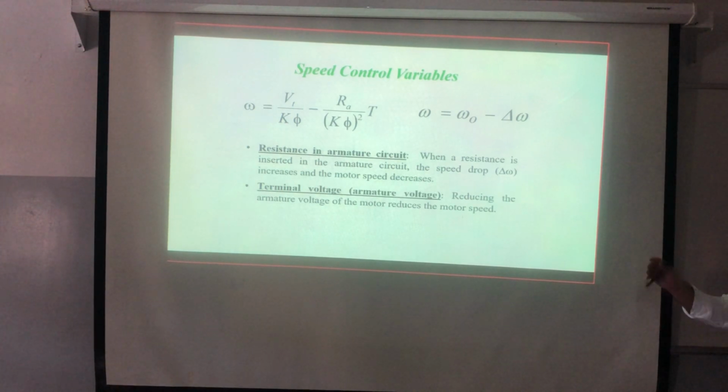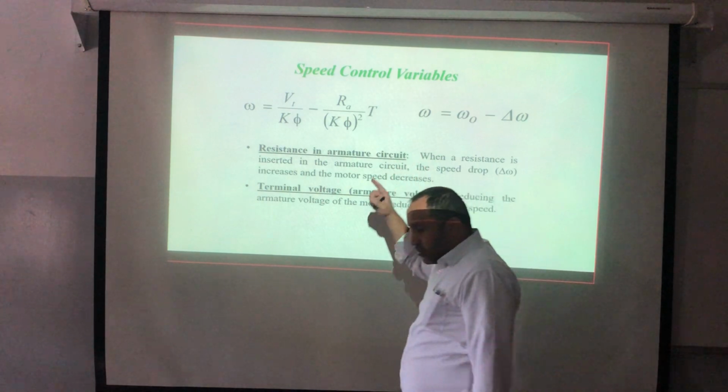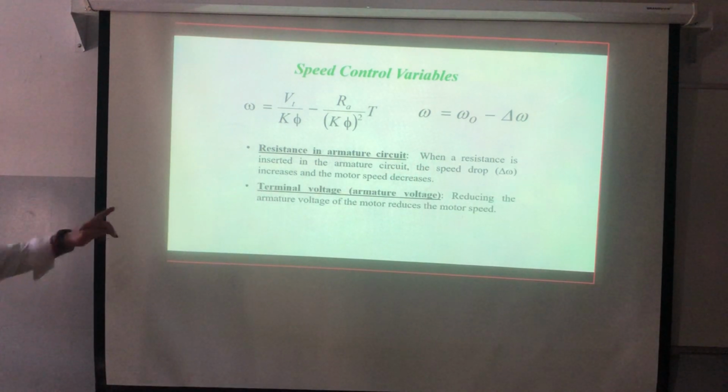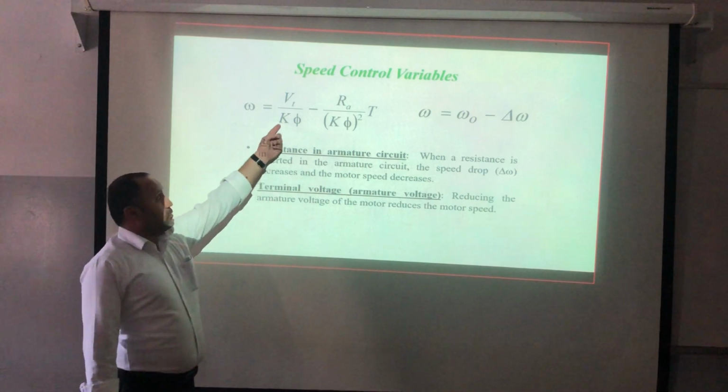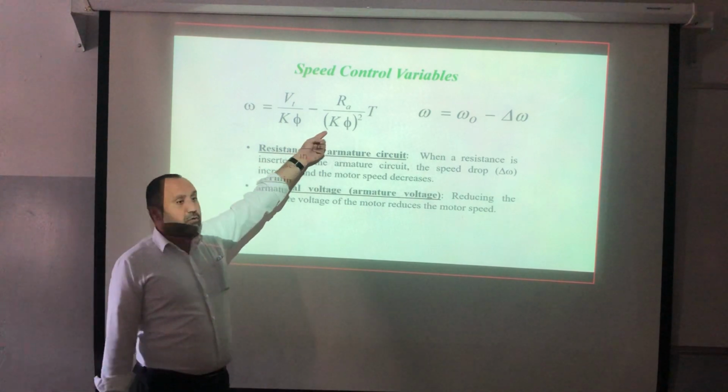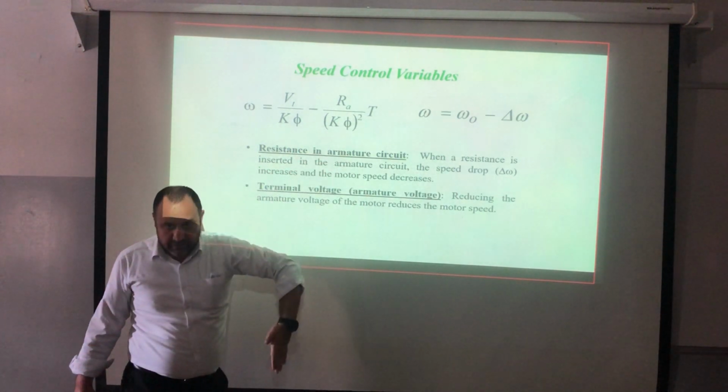Now the first one and the second one, let's see. The first one will never change the no-load speed. Why? The no-load speed has a relation with what? With the voltage and the flux. The first one only changes the slope of the relation.